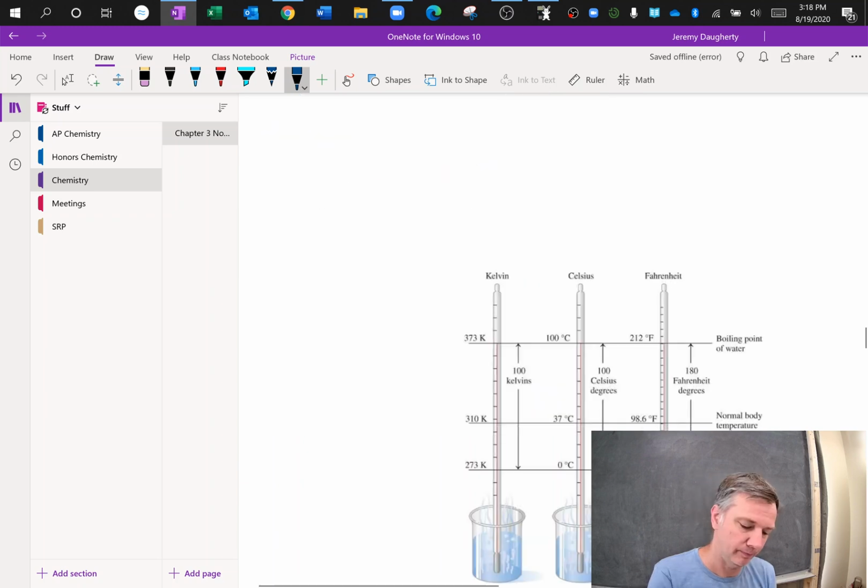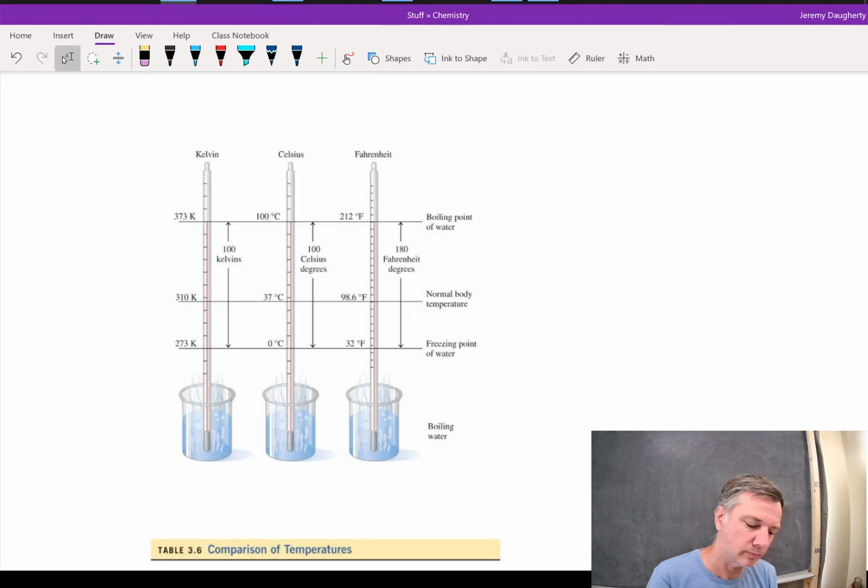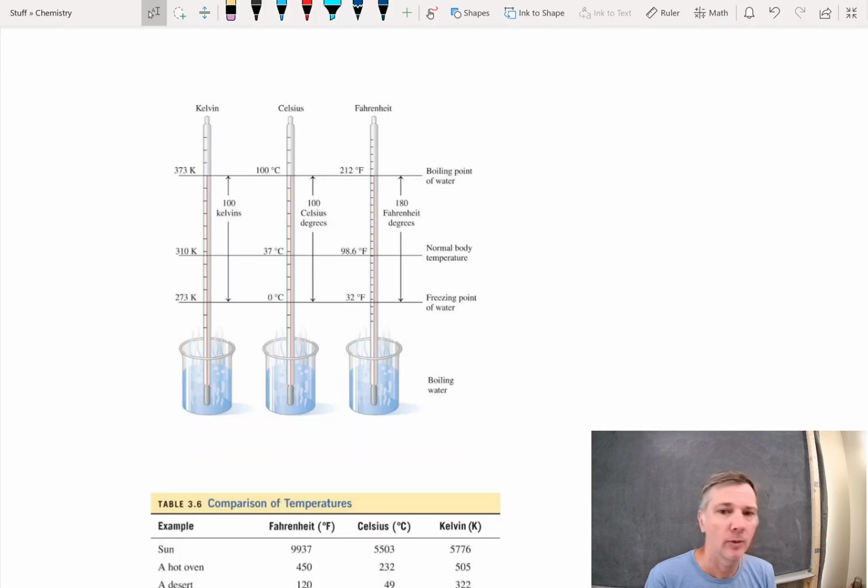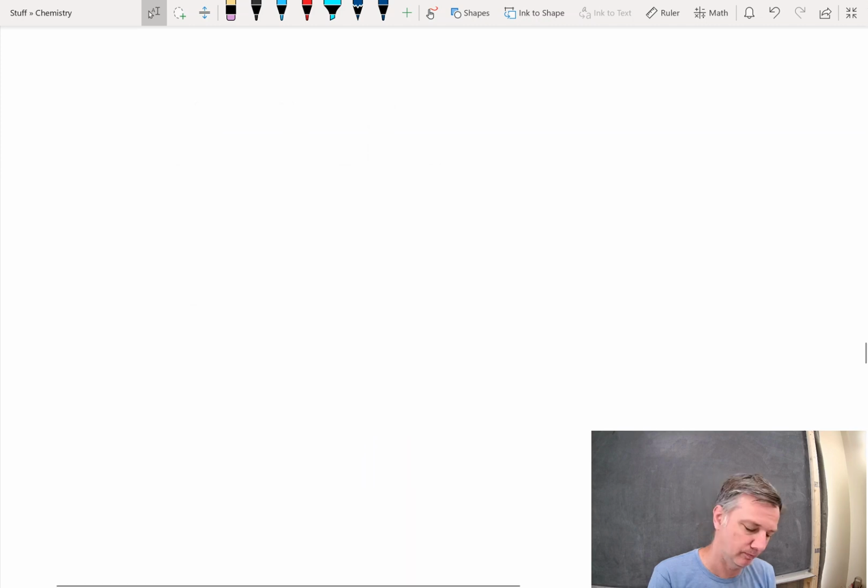Here's just a little picture that shows you the 3 scales. Again, you don't have to memorize the equations. We're going to give them to you. Okay, that's it for today.